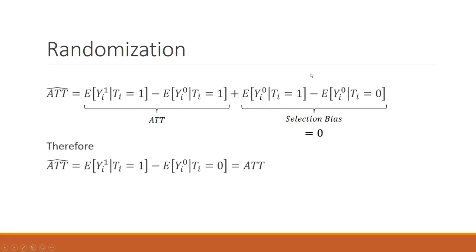All right, so that means if selection bias is 0, then our estimated average treatment effect on the treated will equal the true average treatment effect on the treated. So the question is, when can we say that selection bias is equal to 0? We can say that selection bias is equal to 0 when we have statistical independence, which is achieved by randomization with a big enough sample size. So the estimated average treatment effect on the treated, ATT hat, is an unbiased estimate of the true ATT when the selection bias is equal to 0. This is what randomization allows us to accomplish.